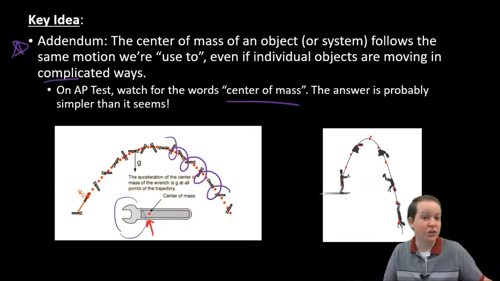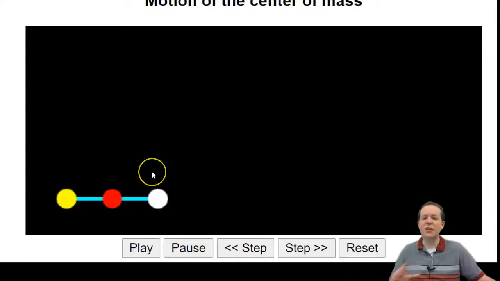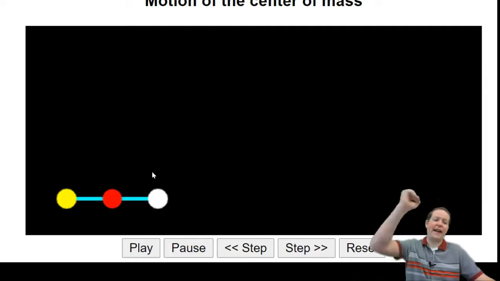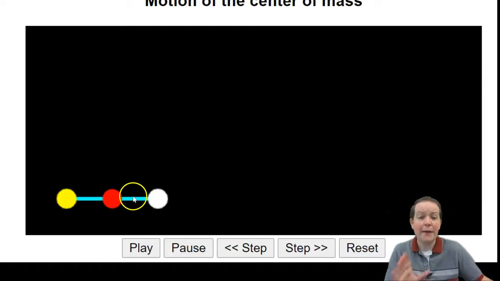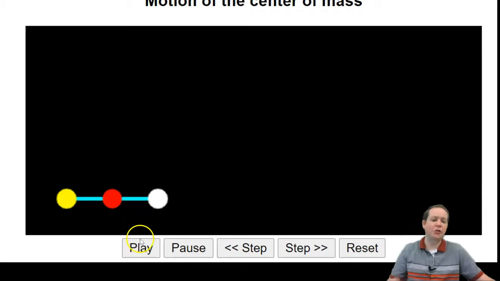I have another visual to show you. This video right here is going to show something like that wrench, or if you had a hatchet or an axe and you just chucked it across the room. Here I have a really complicated object. I have these three different spheres. They're attached, and they're just going to be chucked as a projectile.